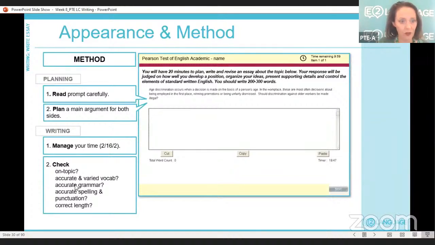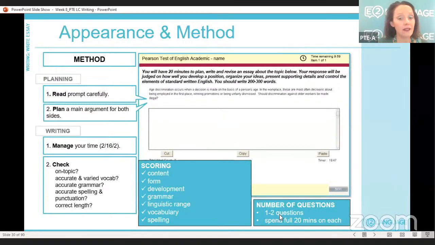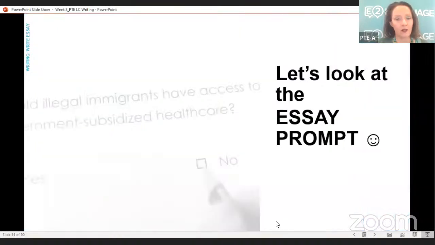And then have a look at the way it's scored. This is how it's scored. So you get 3 for content. Have you answered the question? Have you followed the instructions? You get 2 for the length, 2 for the development. Have you explained your ideas? Have you got the structure? 2 for grammar, 2 for a range of different words and sentence structures, 2 for vocabulary, 2 for spelling and punctuation. And then you'll either get 1 or 2 in the test, and you get 20 minutes.